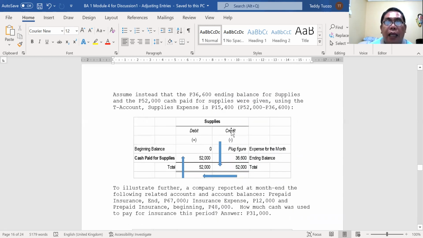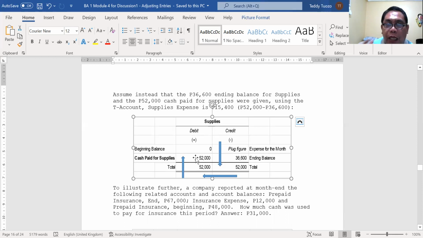And then assume instead that the 36,600 ending balance for supplies and the 52,000 cash paid for supplies were given. Using the T account, supplies expense is 15,400 or 52,000 minus 36,600. Given in this is 52,000. Sorry class. And then at an ending balance of 36,600, the difference would be your expense, which is 15,400.